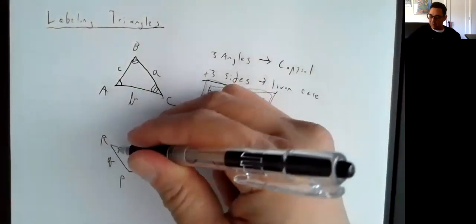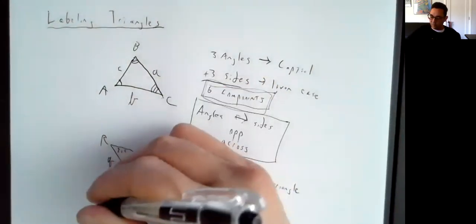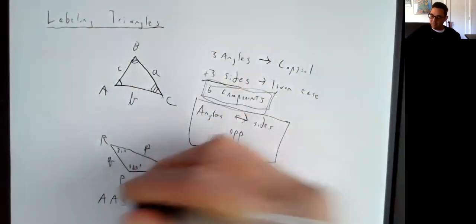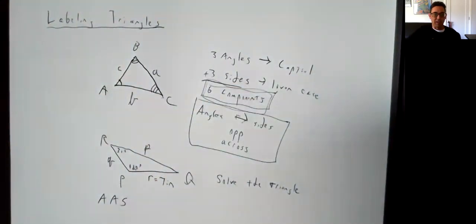Now, if I also happen to tell you that side R equaled maybe 7 inches, now that is three components, two angles and a side. Now, because we have two angles, we're going to say A for angle, an A for another angle, and then S for side. So we'd say this triangle is an AAS, meaning it's an angle, angle, side triangle.